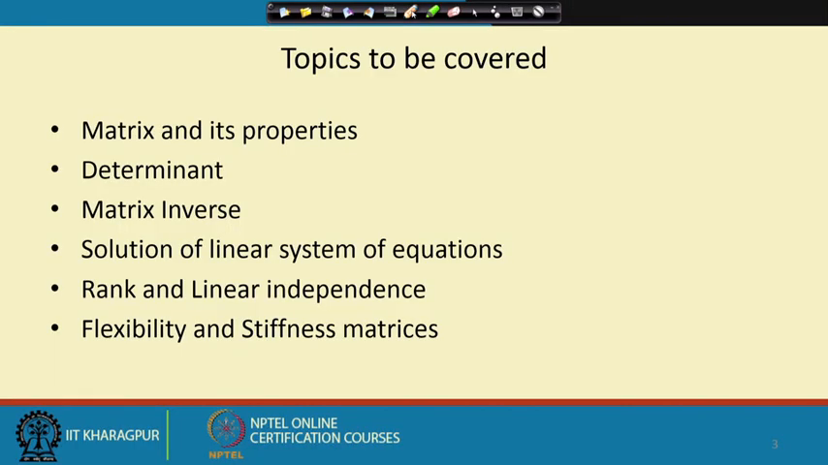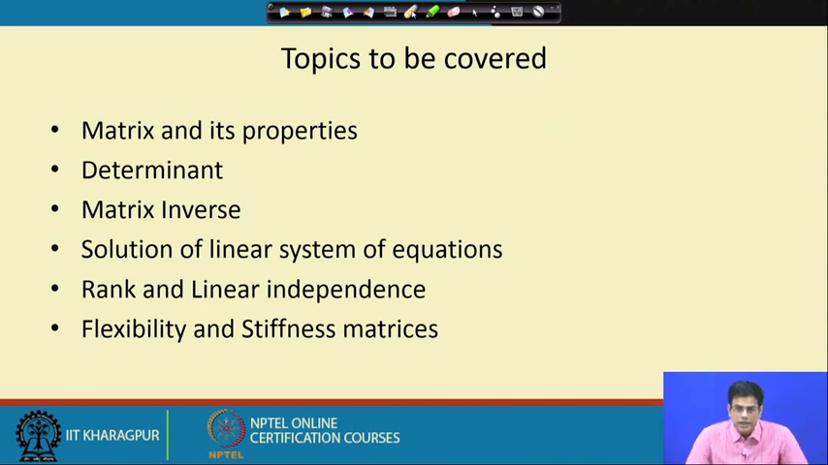algebra. So, in this module we will be covering mainly matrices and their properties, determinants, matrix inverse, solution of linear systems of equations, rank and linear independence, and then finally we will consider the flexibility and stiffness matrices and their properties, which are very important for solving large scale structures, that means where the degrees of freedom are large.